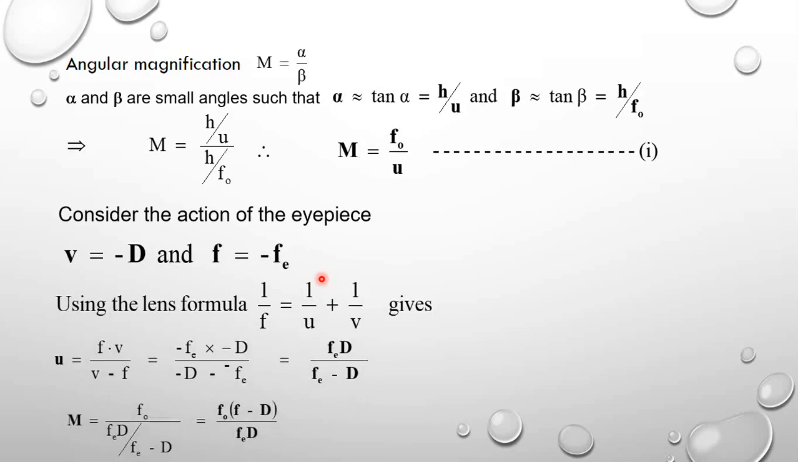And when we substitute in equation 1, we shall have f naught into brackets fe minus d divided by fe times d. And I can rewrite this as f naught divided by fe into brackets fe over d minus 1. So this is the expression for the angular magnification when the final image is at a near point, or when the telescope is not in normal adjustment.